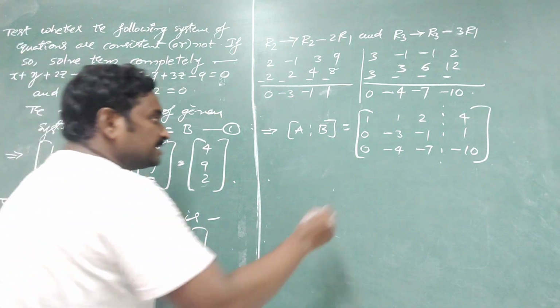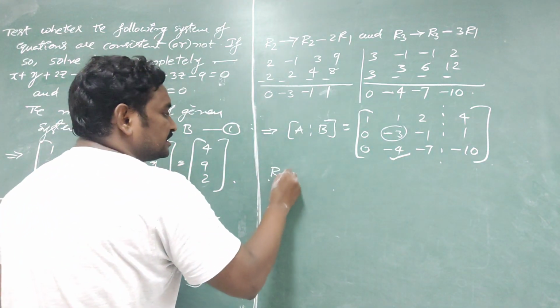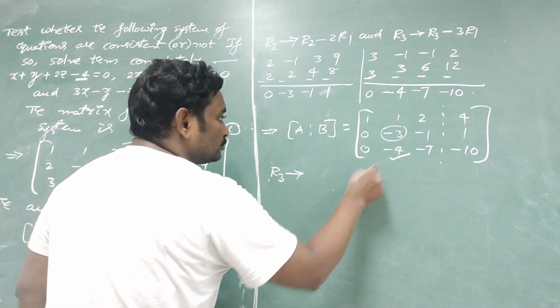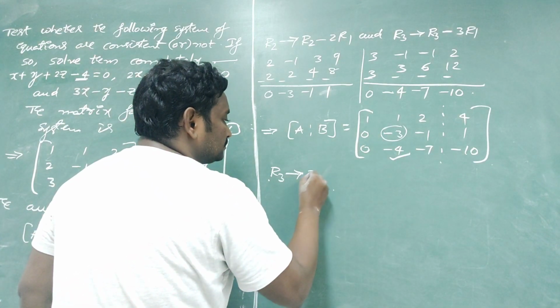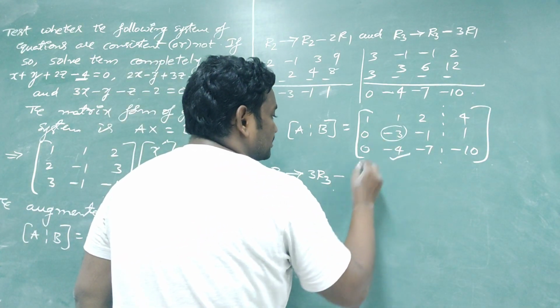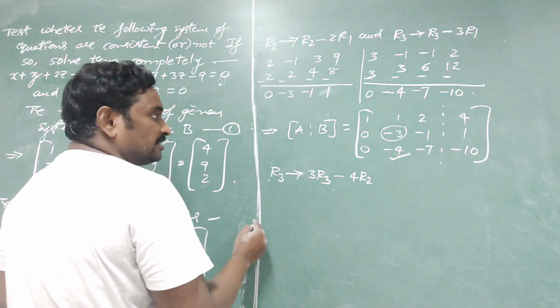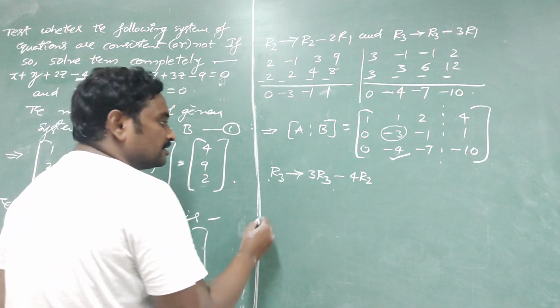Okay, now by using this element, we have to reduce this element to 0. So R3 implies, what is the operation? You should multiply the R3 with 3. So 3R3 minus, multiply the second row with 4, 4R2. So I will write the operation calculations also here.